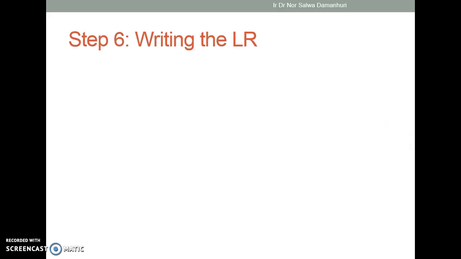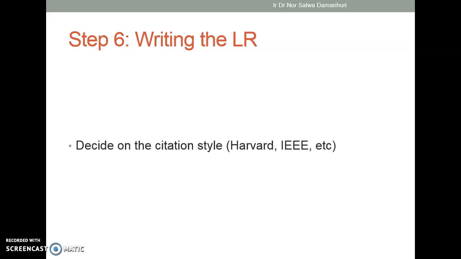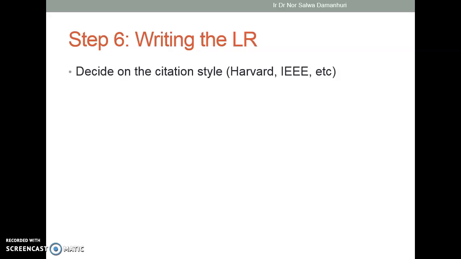Okay, next step is writing the literature review. First, decide on the citation style. What type of citation style are you going to use? There are a lot of citation styles available, and this depends on the publisher. For example, Harvard, IEEE format, APA, and so on. For the final year project, UiTM students in the Faculty of Electrical Engineering are required to use the IEEE format.